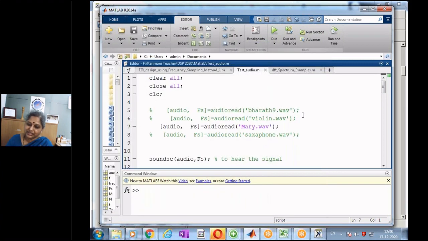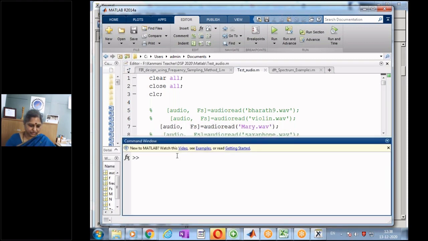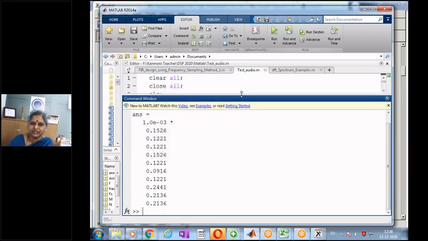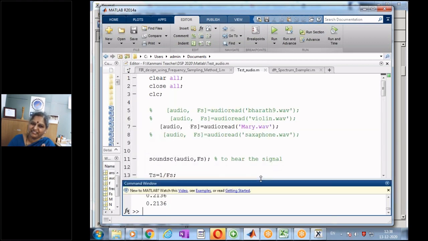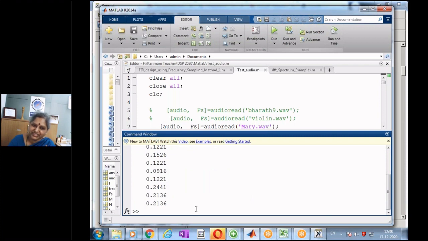So these are a few examples taken to show that an audio signal is just a sequence of numbers. Now if I want to see how these numbers look, let's take the audio that we just heard and see the first 10 values, say 1 to 10. See, it's just a sequence of numbers, and these numbers create music when we hear them.